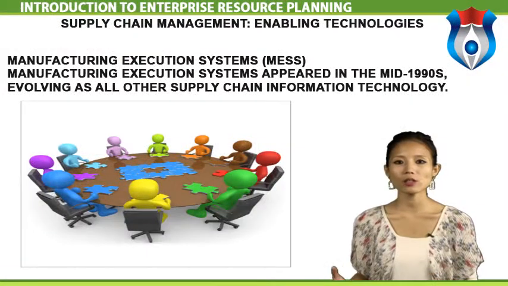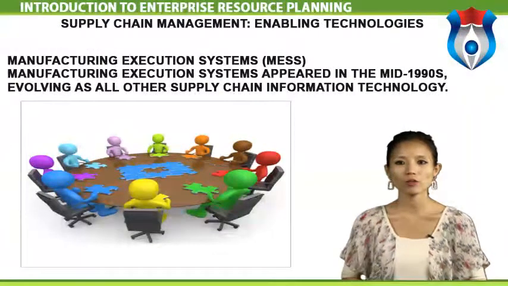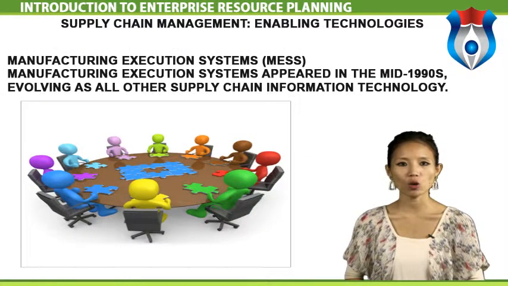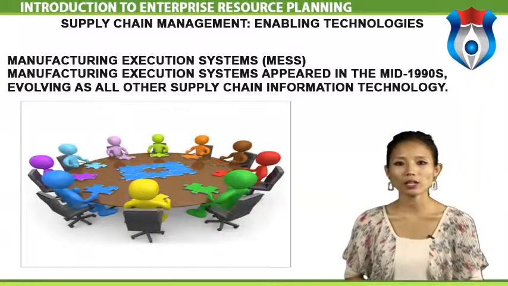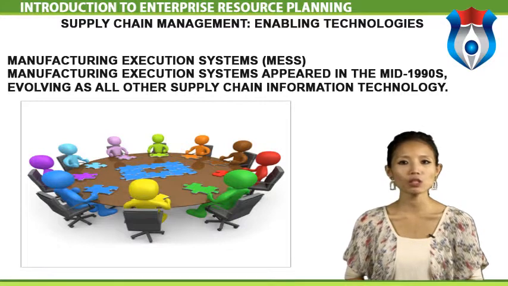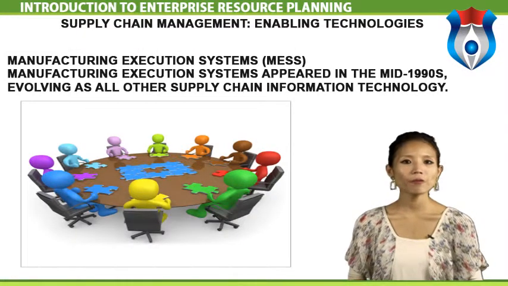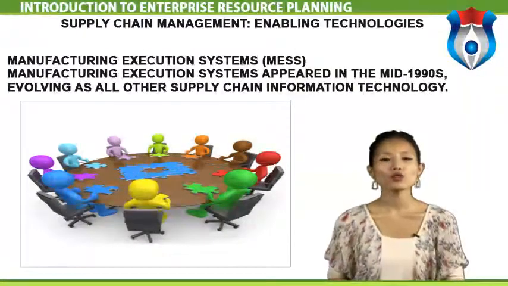Manufacturing execution systems appeared in the mid-1990s, evolving like all other supply chain information technology. The original focus was to manage demand on the manufacturing organization with respect to quality, standards, cost reduction, schedule and ability to react to change. With time, functions have emphasized support for traceability.